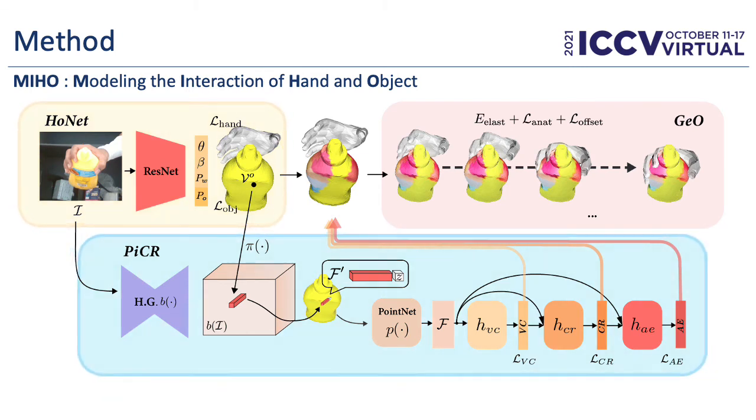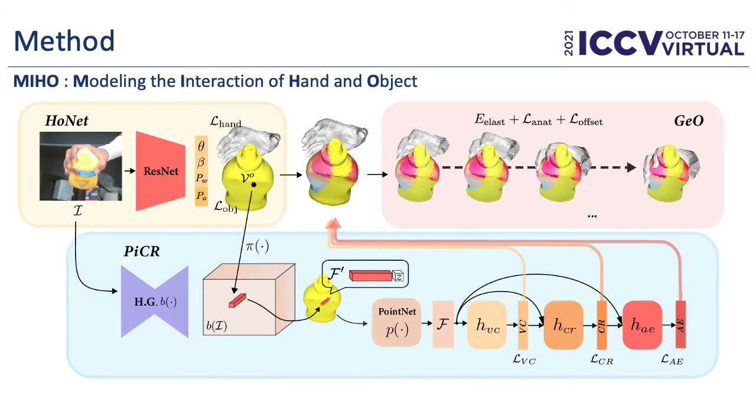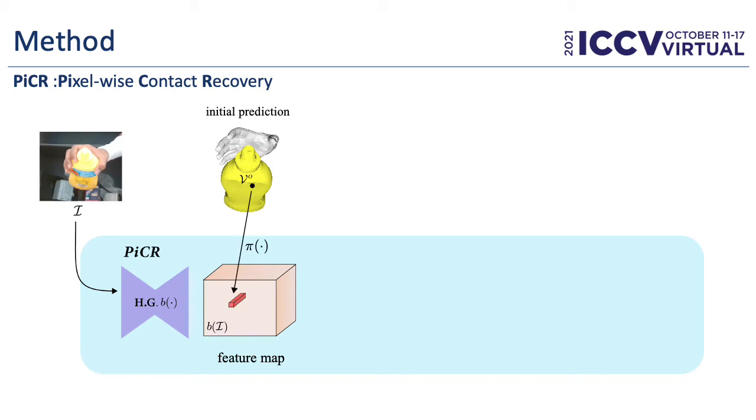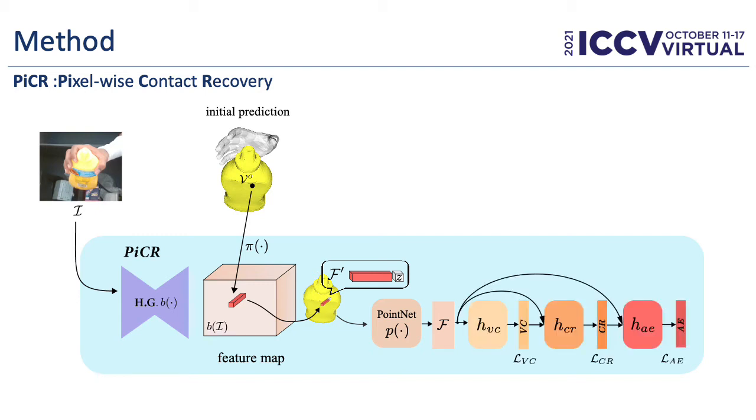The second stage is a pixel-wise contact recovery module, PiCR. Given the raw image and the predicted object pose in HONet, PiCR first adopts a feature extractor that converts the raw image into the contact feature map. Then we project the object vertices from their initial 3D position into the feature map. Next, we gather the pixel-wise feature points and convert them into point-wise feature points through a PointNet encoder. Finally, three cascaded multi-layer perceptrons yield three outcomes.